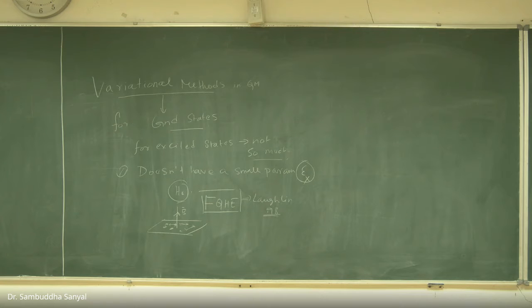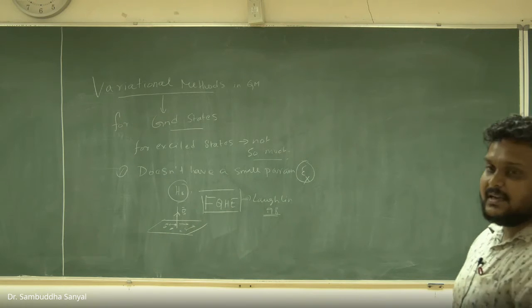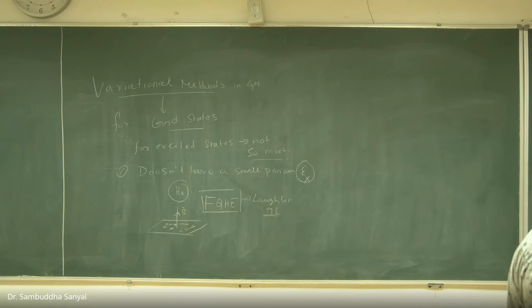And the references are mostly Griffiths, a little bit of Sakurai and Shankar. Shankar has some discussion on the excited state variational method. Other books only have it for the ground state.